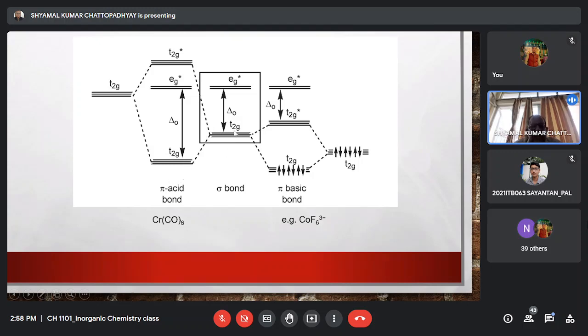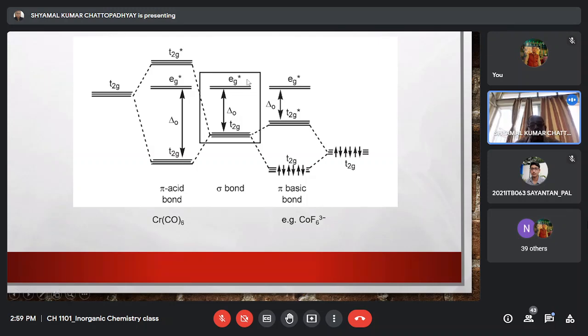The initially non-bonding t2g orbital acquires bonding character. So the t2g orbital now becomes bonding, and the ligand orbital, by virtue of accepting the electrons, now becomes antibonding. So now the energy gap between the t2g and eg orbitals increases, and as a result of this, the crystal field increases. So I repeat this part because this is very important.